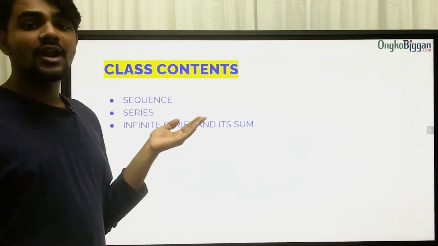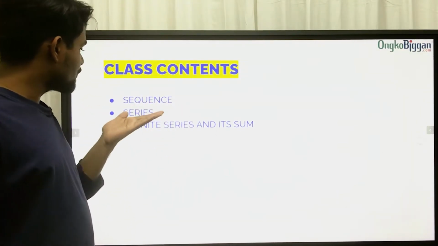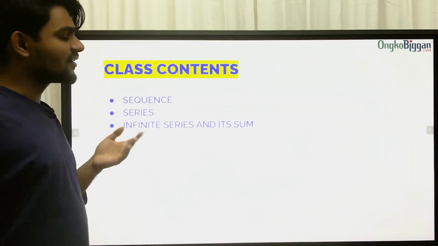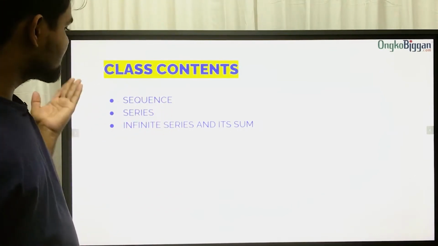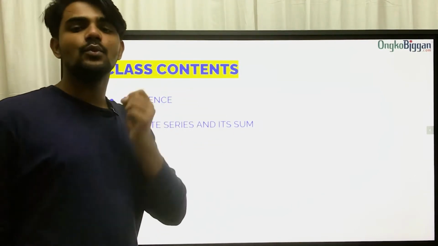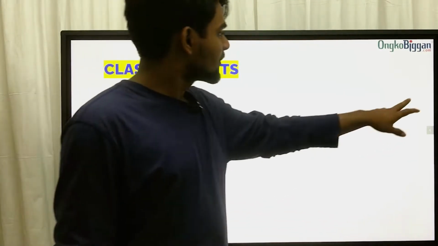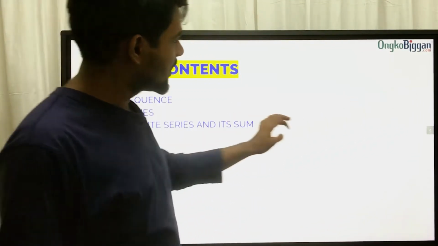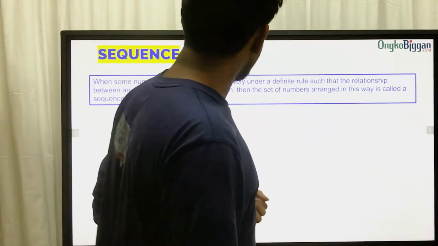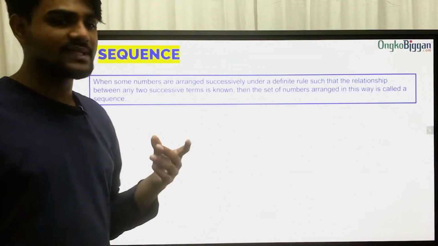So first we are going to learn about sequence. What is a sequence? And then we are going to learn about series, and finally we are going to learn about infinite series and its sum, and finally we will move on to the solution of the problems of exercise 7. So there is the control panel. So let us move on to what is a sequence.